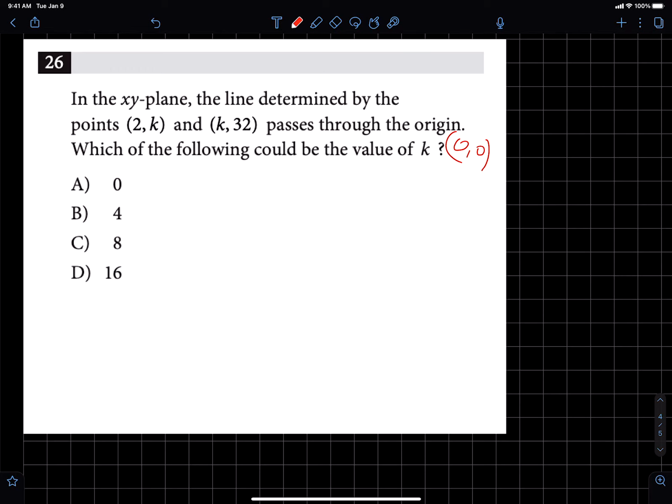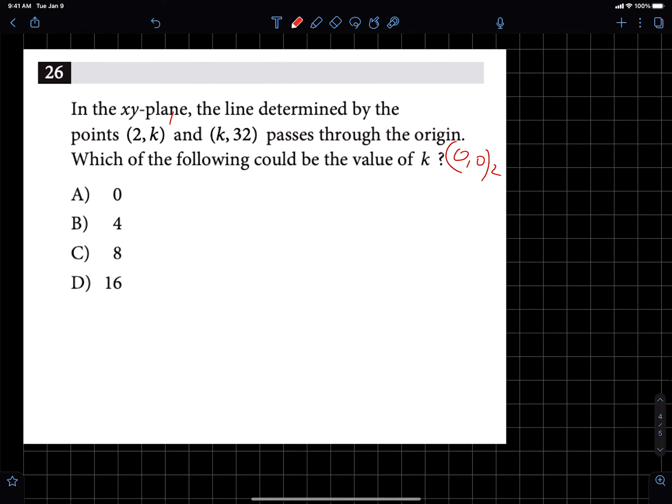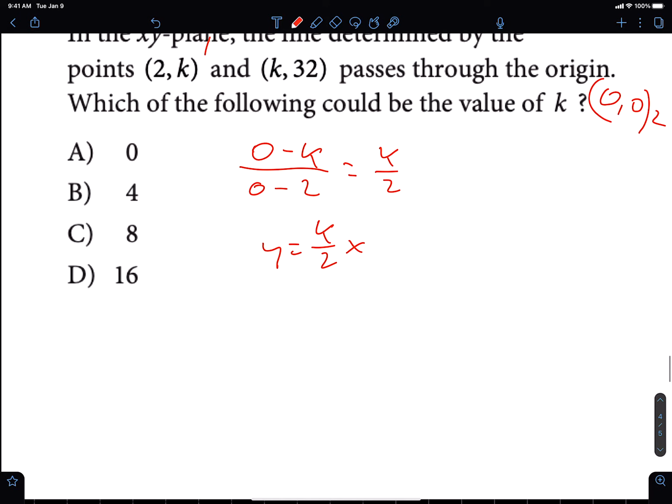Let's call this point 2, and let's call this point 1. So we get y2, which is 0, minus y1, which is k, over x2, which is 0, minus x1, which is 2. So we get that the slope is k over 2. So let's plug that into our equation of a line. Y equals k over 2x plus 0. Remember, it's 0 because the y-intercept is 0. We can just get rid of that because plus 0 doesn't do anything. So we know our equation is y equals k over 2x.